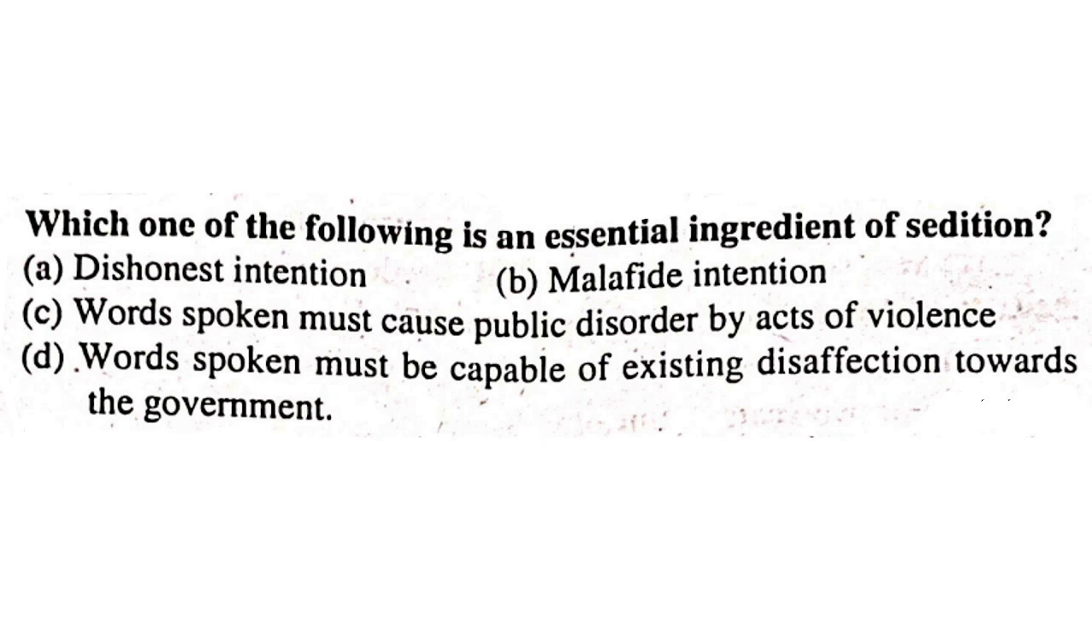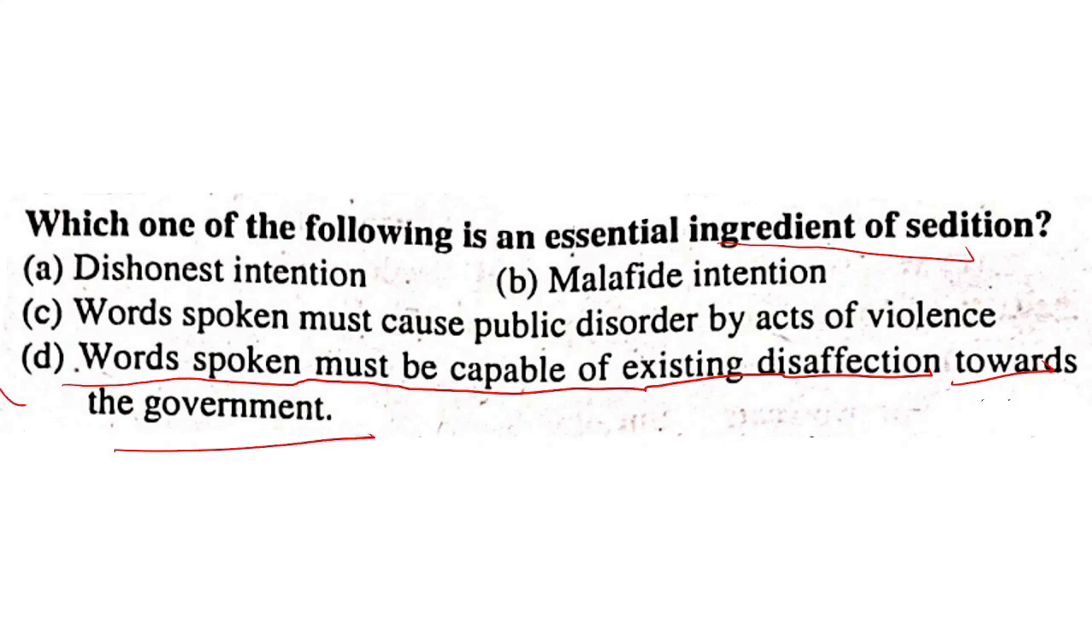Which one of the following is an essential ingredient of sedition? Dishonest intention, malafide intention, words spoken must cause public disorder by acts of violence, words spoken must be capable of exciting disaffection towards the government. The essential ingredient of sedition is that the words spoken must be capable of exciting disaffection towards the government.